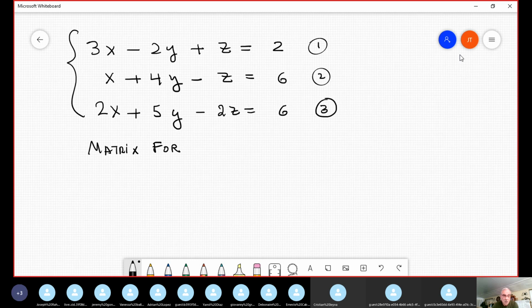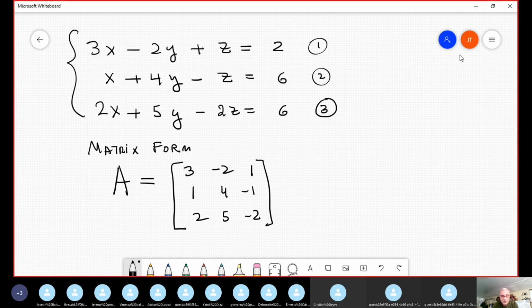How? Okay, you copy the capital A matrix, which is formed by the coefficients in front of the variables: 3, negative 2, 1, 1, 4, negative 1, 2, 5, negative 2. Okay, and we have capital X. The capital X is the column vector formed by lowercase x, lowercase y, lowercase z. The capital X is formed by all the variables.